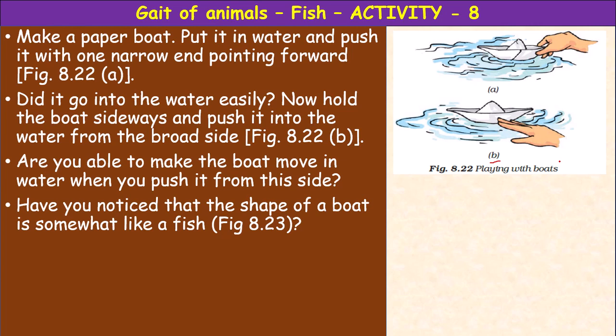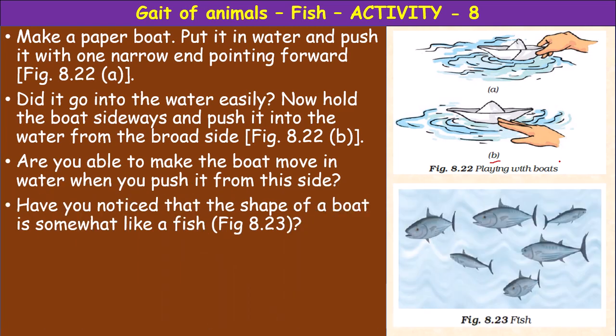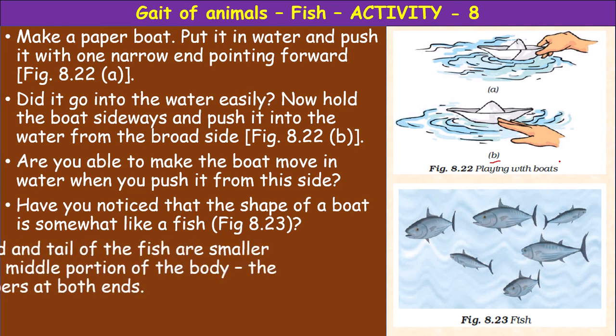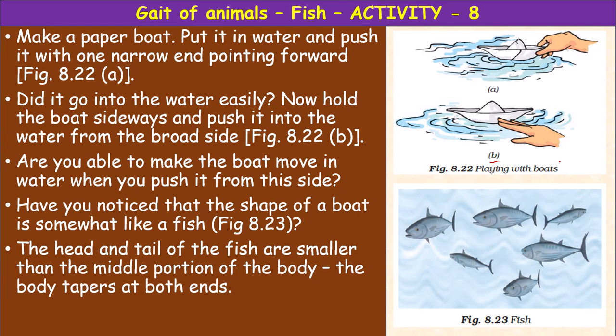Have you noticed that the shape of the boat is somewhat like a fish? You can see the fish and the boat, you can compare, they are slightly similar. The head and the tail of the fish are smaller than the middle portion of the body. Here you can see the head and the tail, they are slightly smaller than the middle portion of the body.